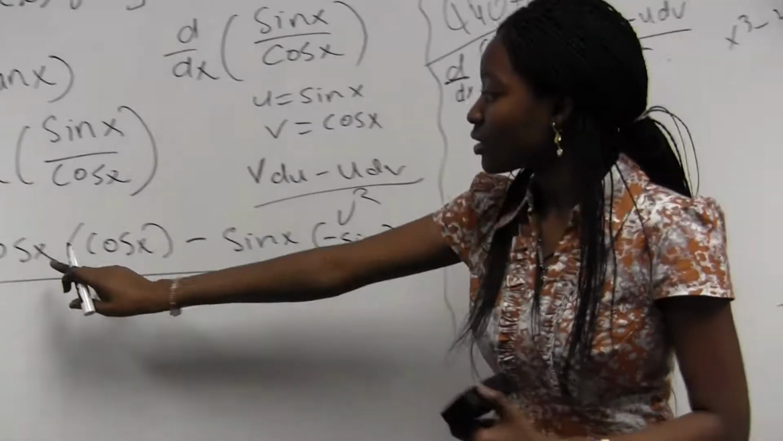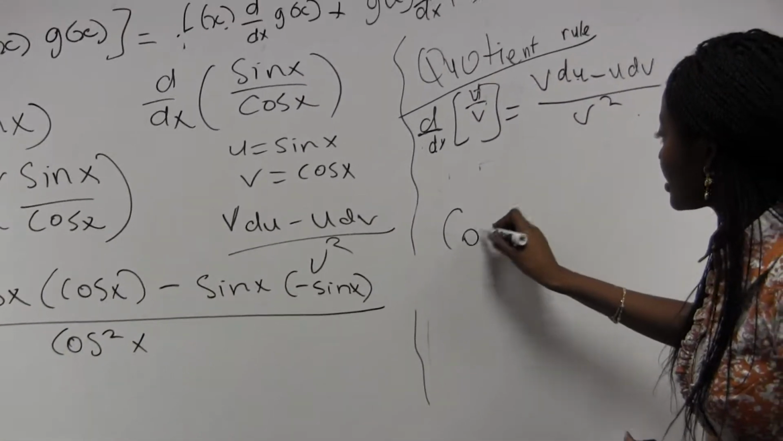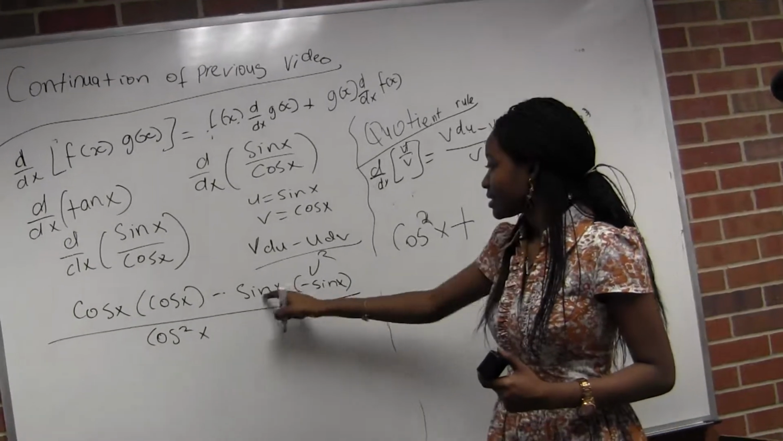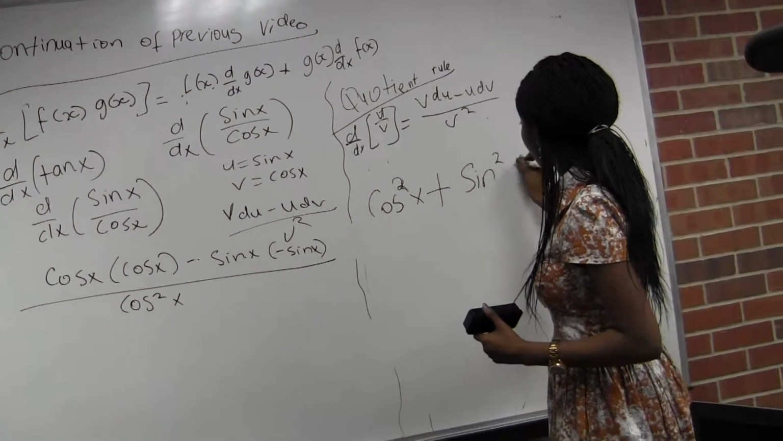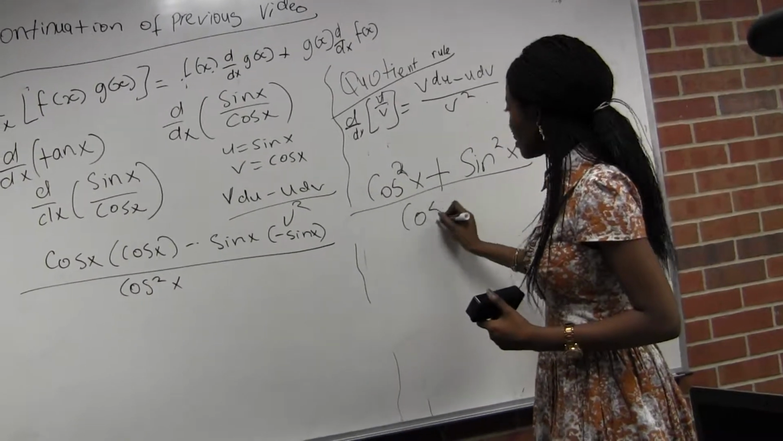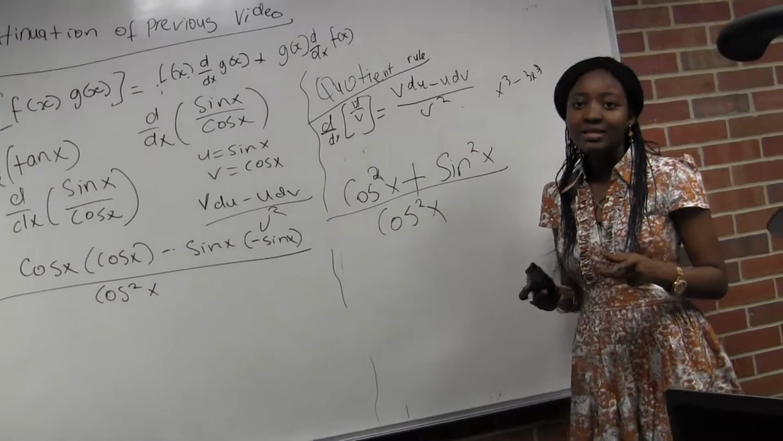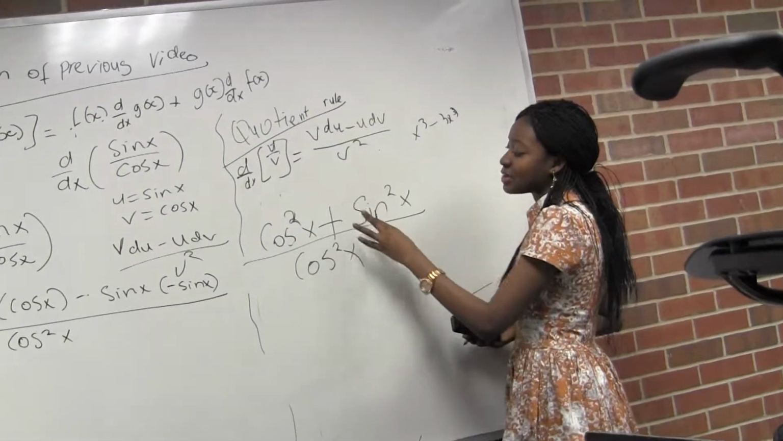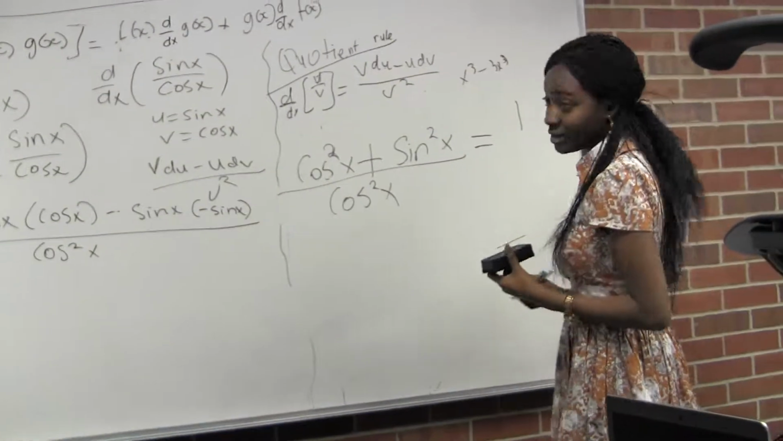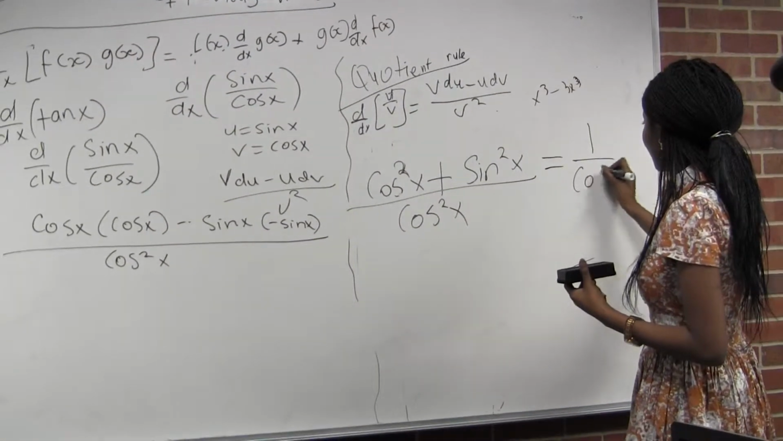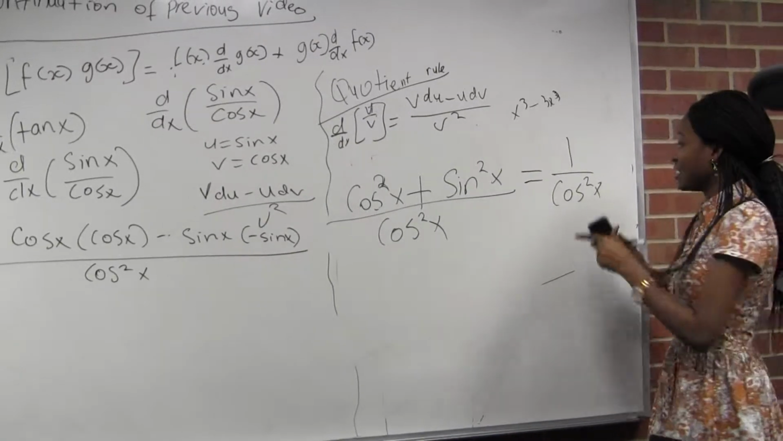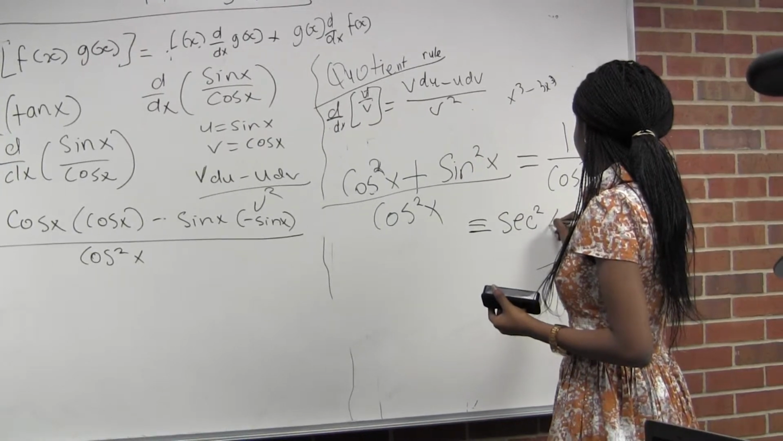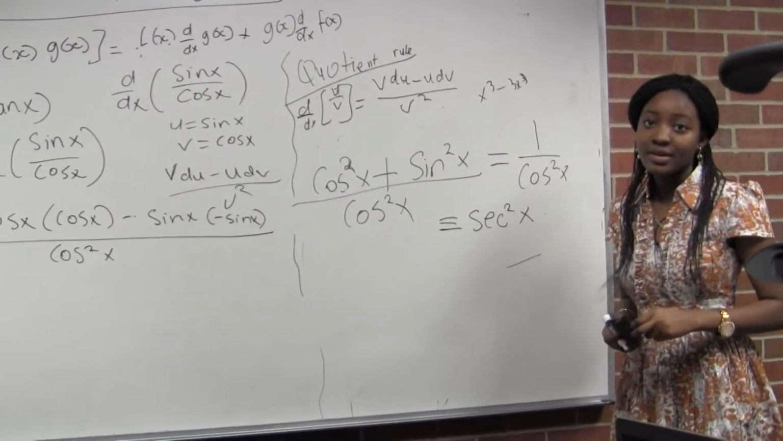So I'm going to have cosine x times cosine x. That gives me cosine squared x. I have a negative, so that becomes positive. Sine times sine gives me sine squared x over cosine squared x, right? Now recollect that for trigonometry, there's an identity that tells us that cosine squared x plus sine squared x is equal to 1, right? And then I have my 1 over cosine squared x. Also remember that 1 over cosine squared x is what? Is secant squared x. And that's the final answer.